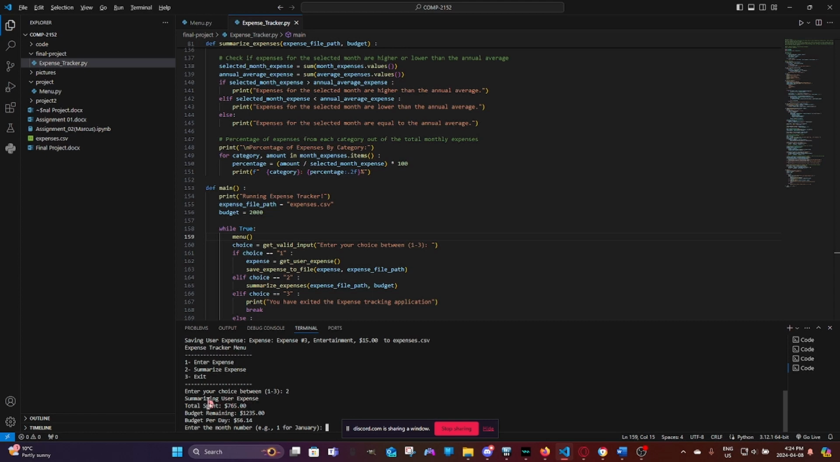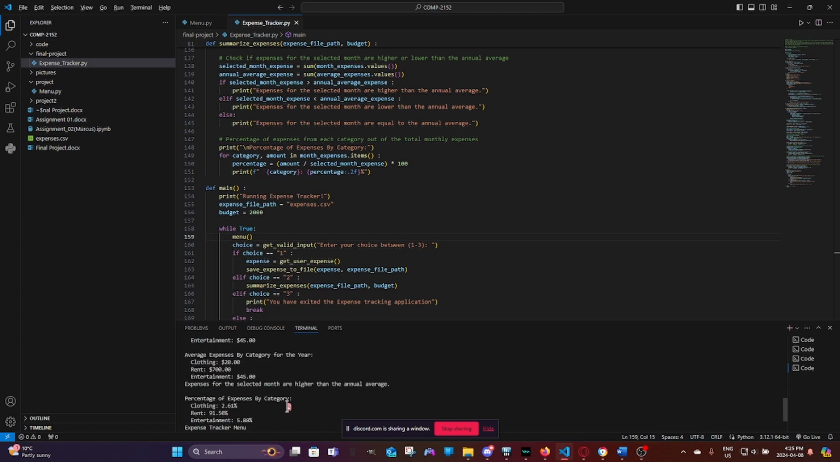So we summarize. This is the summarized user expense. We spent a total of $765 because I tested it before. So our budget remaining is $12,035, and the budget per day was $56. When I enter the month, 3 months or 2 months, and as you can see, we have our percentage of expenses by category. We spent 2.61% of our budget on clothing, 91.5% on rent, and 5.88% on entertainment.